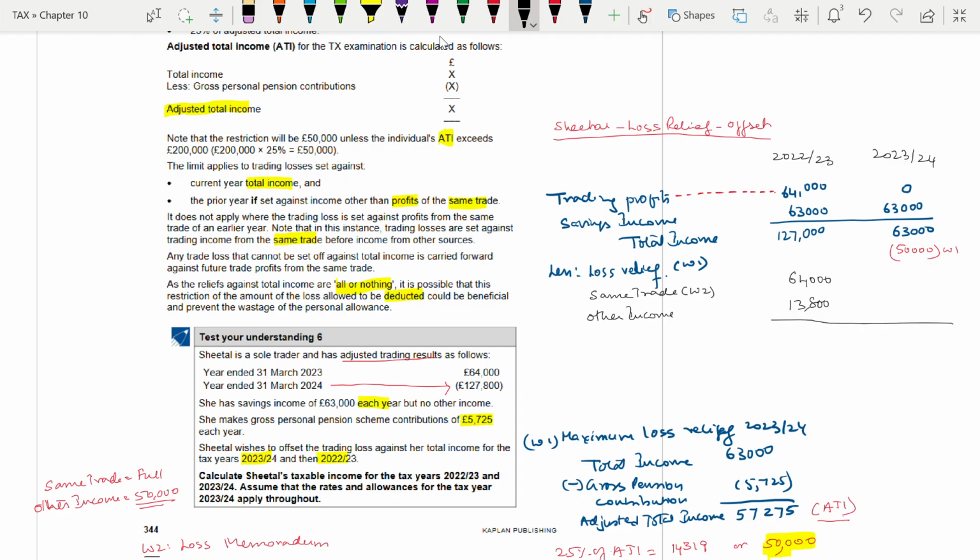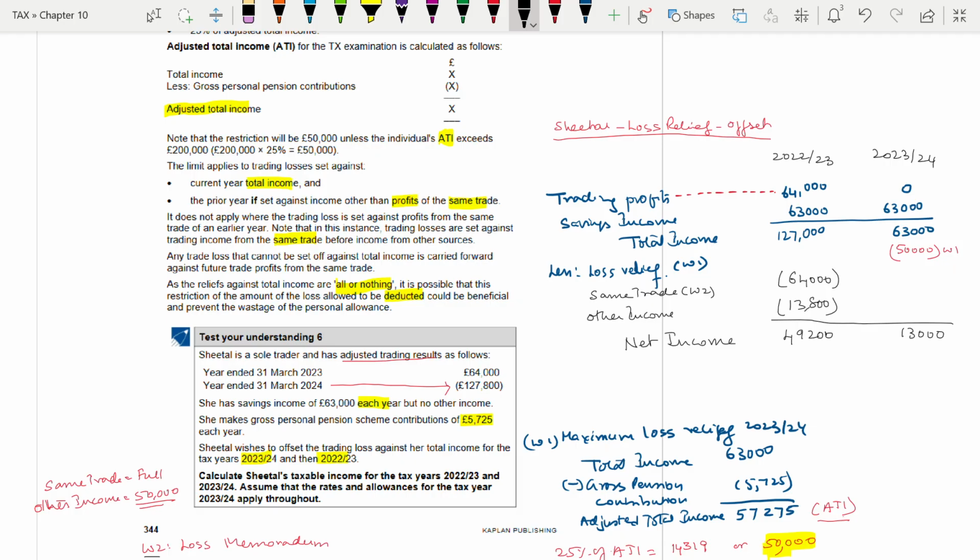Here you are getting how much? 63 minus 15, 13,000. Okay, this is minus, this is minus. 127 minus 64 minus 13,800. How much will you get? You will get 49,200. This is the net income. Are you clear about this? Yes, sir. Okay.